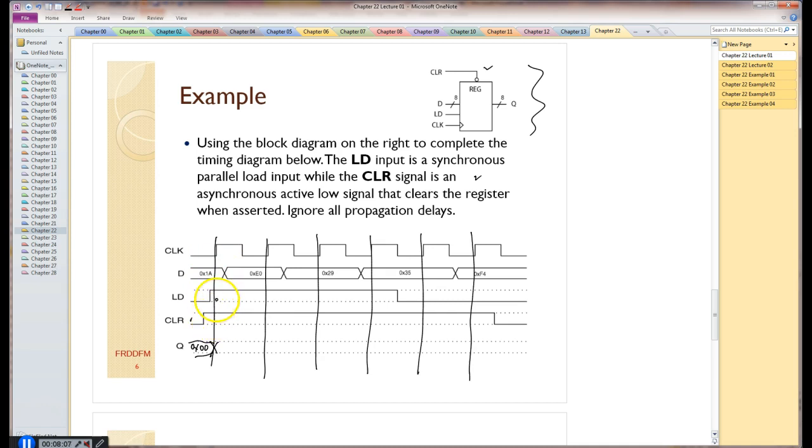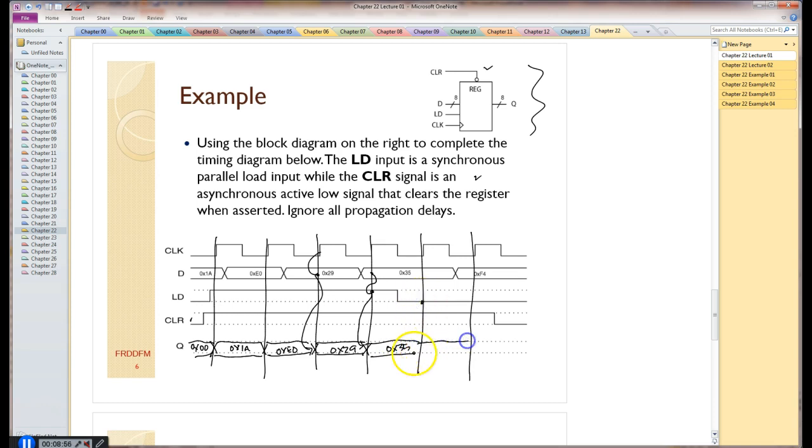At this next clock edge, we see that the load's asserted, and the clear is unasserted, turned off, and what's going to happen is this 0x1A is going to be loaded into that register at that point. So the next clock edge here, load is still asserted, so we see the new data, which is 0xe0, loaded into that register. Next clock edge, it's still asserted, 0x29. This data latches into that register. And yet again, the next clock edge, the load is still turned on, and we get 0x35.